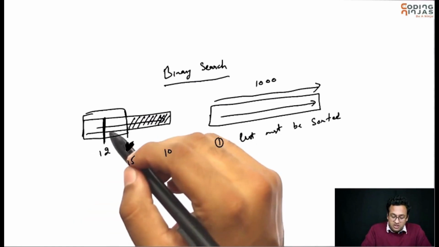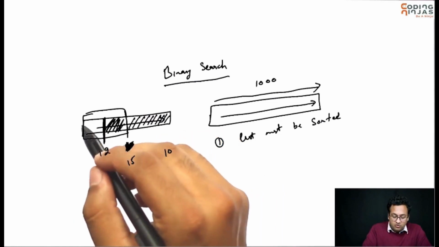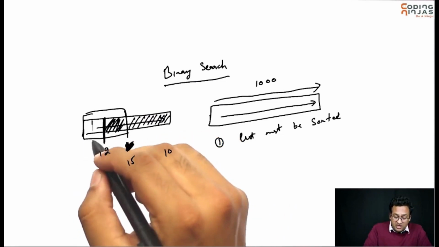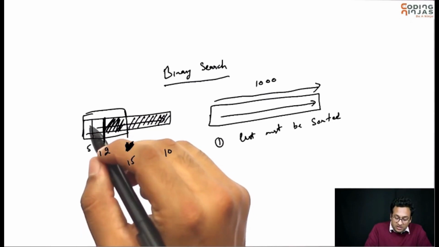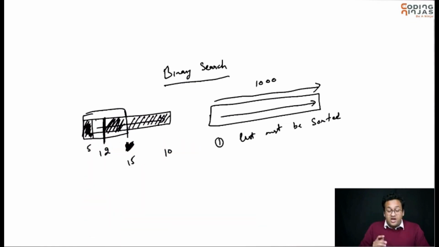That again means there is no point looking in this part. You can go and focus on this part. Now let's say I go to the middle and I find a 5. That basically means 10 has to be somewhere in the middle and this part is gone again. So every time you check with an element, you are able to get rid of half the elements.